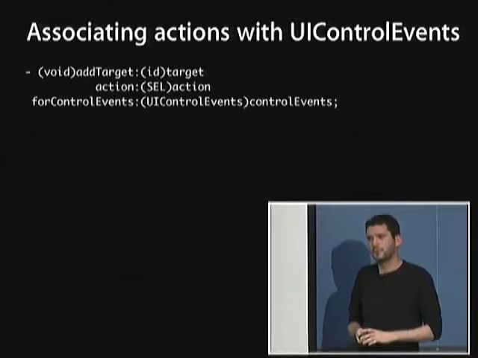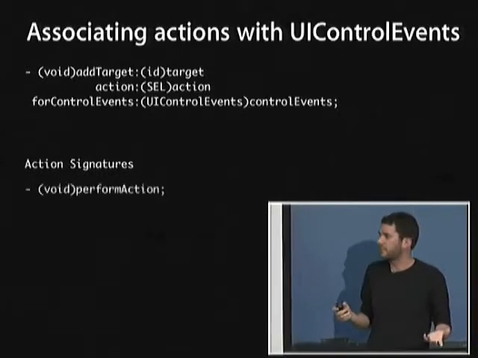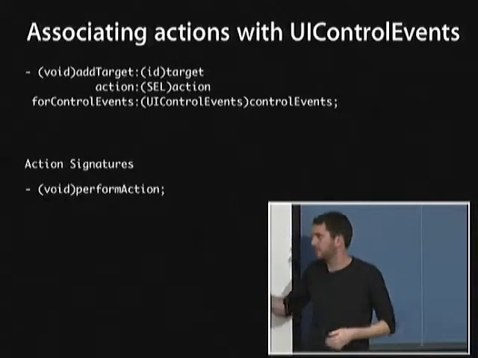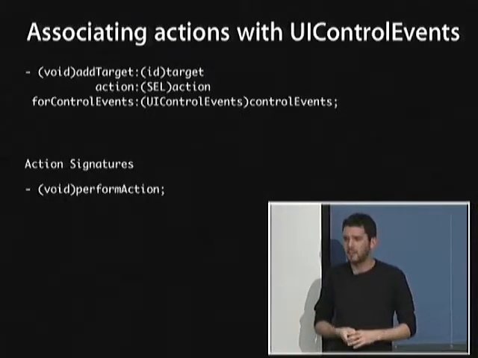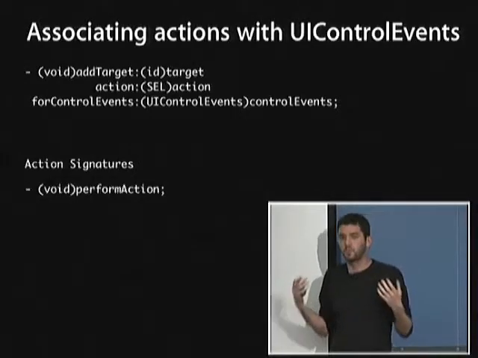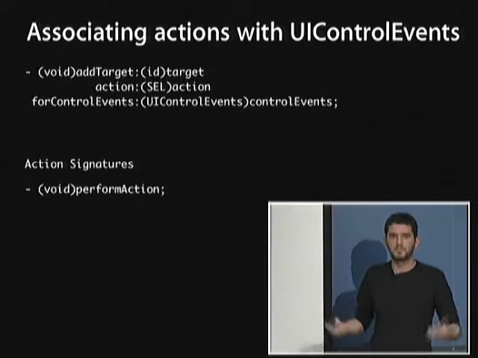Your action method can have a couple of different signatures. The first one is just no parameters. The name is unimportant. You can call it whatever you want, but basically perform action. And that'll just get called. It'll take no parameters. If you're only registering for one event, it's easy. You just implement that and perform some action in there.